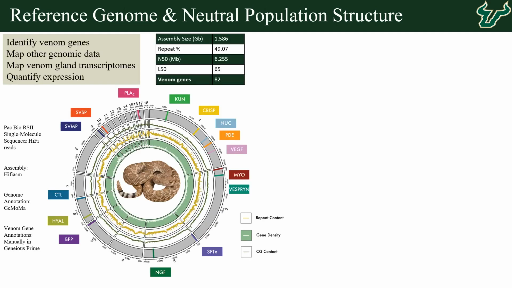So the reference genome would allow us to identify venom genes, map genomic and transcriptomic data of other individuals more accurately, and quantify the expression of venom genes in any individual. So we assembled a highly contiguous genome, and here we see a chromosomal representation of the genome featuring 7 macrochromosomes, a sex chromosome, and 10 microchromosomes. The outside shows toxin gene families and their position on the genome.